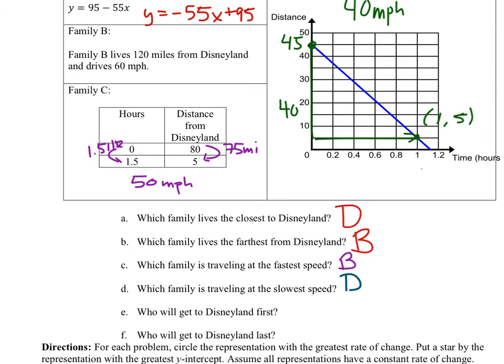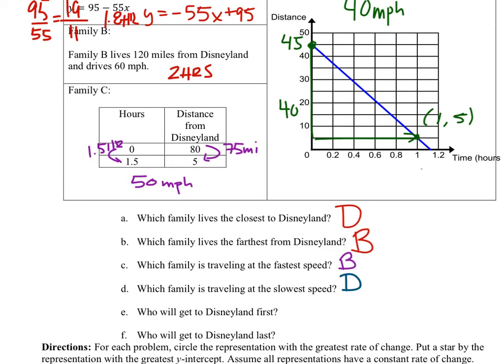Family B, this one's pretty easy. How many hours will it take them to get there? 2 hours, right? How many hours will it take family A to get there? Well, you've got 95 miles at 55 miles per hour, so 95 divided by 55. So this family will take 1.8 hours. Seems like there should be some repeating there.